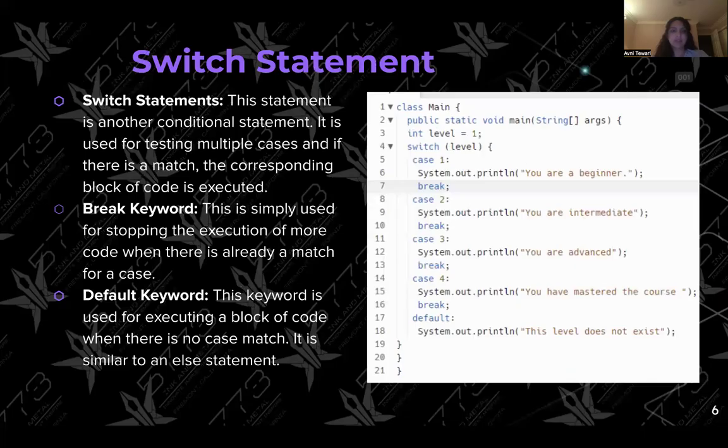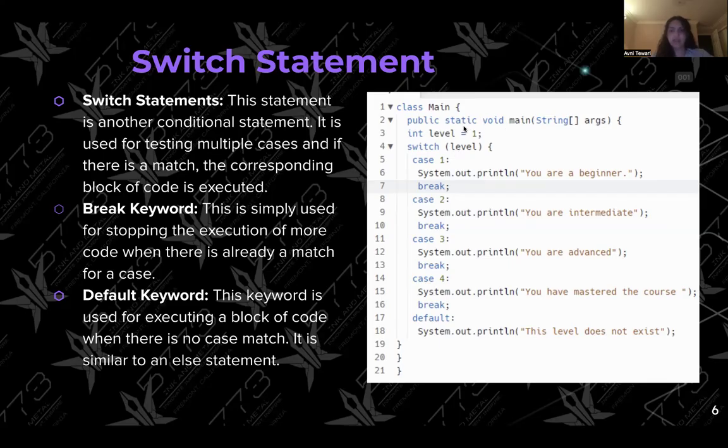Now, switch statements. This is another conditional statement. It is used for testing multiple cases, and if there's a match, the corresponding block of code is executed. Even more than that, you have the break keyword, which is simply used for stopping the execution of more code when there's already a match for a case. The default keyword is used for executing a block of code when there's no case match. It is similar to an else statement, but it has multiple cases.